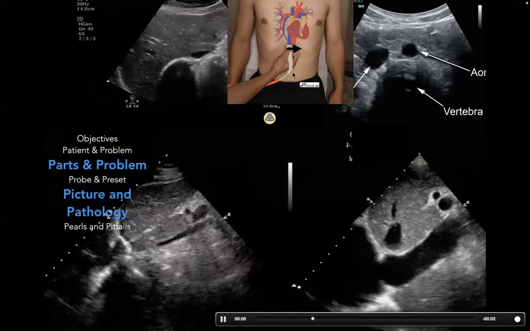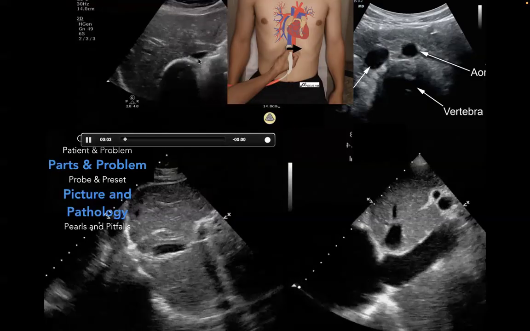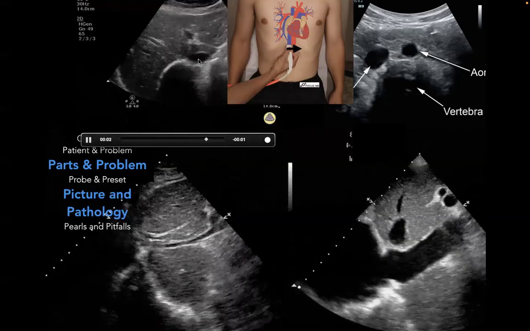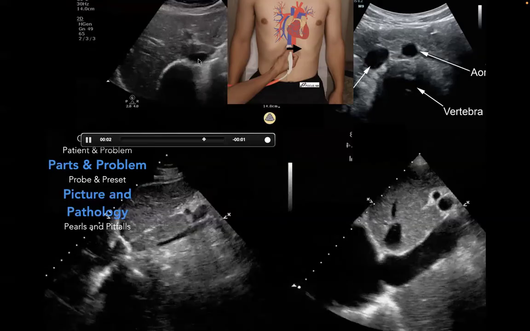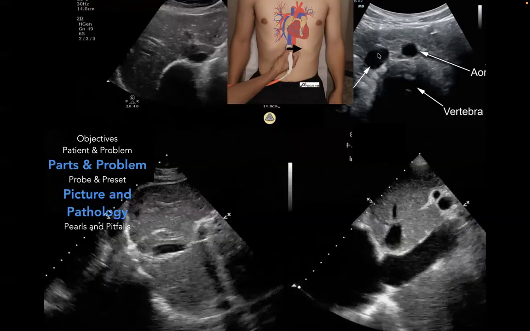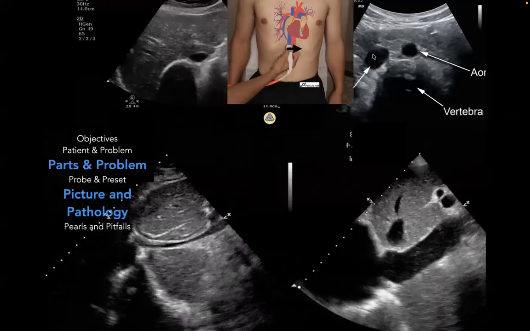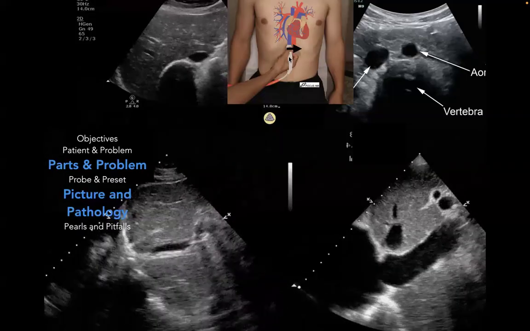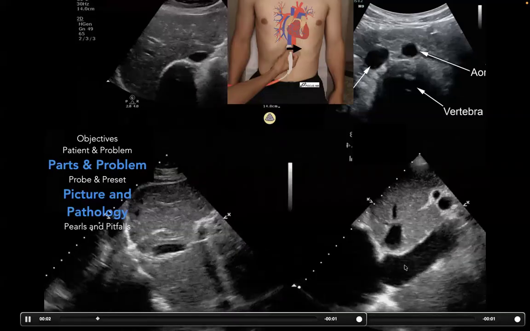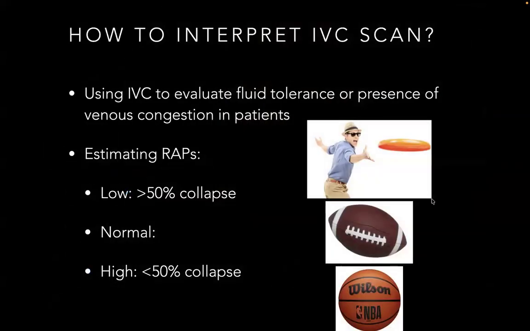Okay, so with the sports analogy, the low IVC, I think of it as a frisbee because it's very small. It collapses with each breath. It can almost even touch. There's more than 50% collapse with each breath. Versus something like a basketball. It looks just like the aorta. As you breathe, it doesn't really change very much. Less than 50% collapse. And then somewhere in the middle is a football. So frisbee, football, basketball. Just like so.